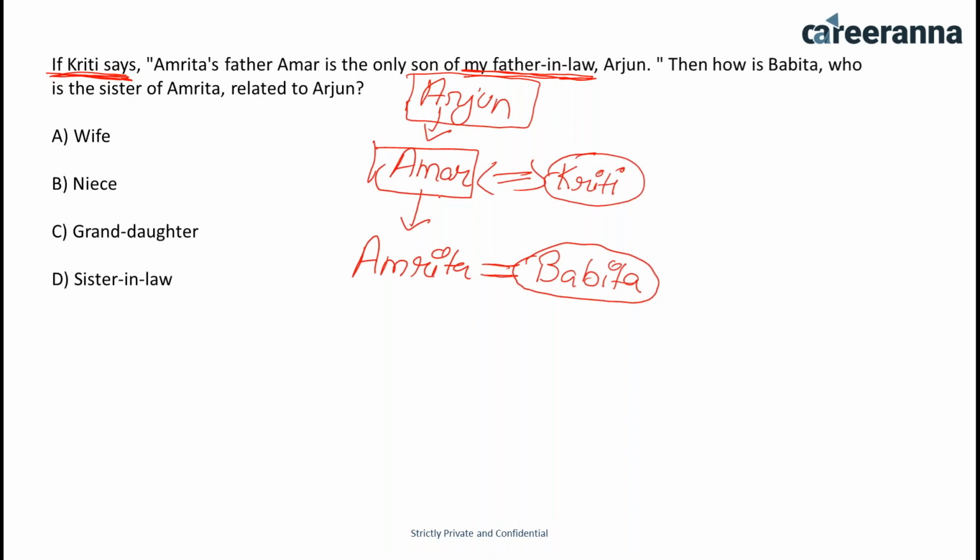Now how is Babita related to Arjun? The question is asking how Babita is related to Arjun. If you see directly here, Babita is the granddaughter of Arjun. Because we know that Babita is the female member and Arjun is the male member, you can directly say that option C is the right answer for this question.